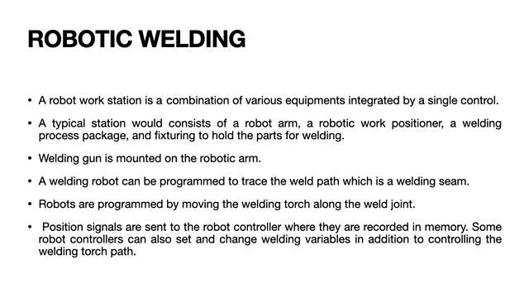Then the robotic welding can also be programmed to trace the welding path, which is a welding seam. This is normally done with optic devices recently. The robots are programmed by moving the welding torch along the weld joint. It is also not that complex, but it will become complex based on the geometry of the workpiece. The positioning signals are sent to the robotic controller where they are recorded and stored, and the robotic controllers can also be set this way.